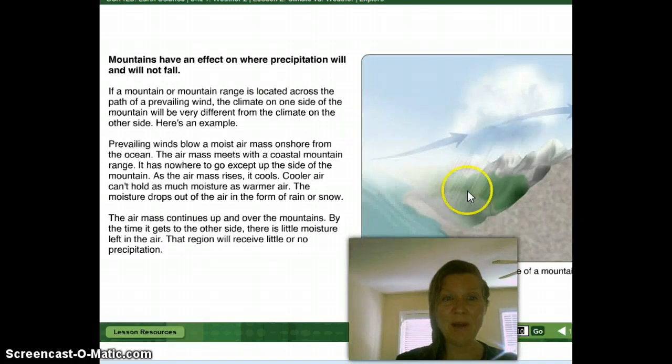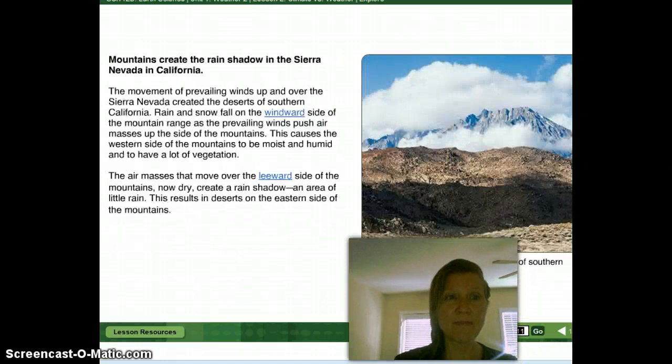We know that mountains also have an effect on where precipitation will fall or not fall. As a prevailing wind is moving perhaps moist-laden air up the mountain front, as it rises it cools, and then the moisture drops out of the air and you have a precipitation event like rain or snow, and we call this orographic lift. We know also that there's the windward side of the mountain, as the prevailing winds are pushing against the side of the mountain, and then there's a leeward side that's more dry. We call it the rain shadow.